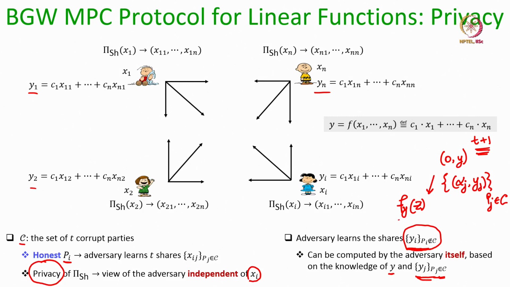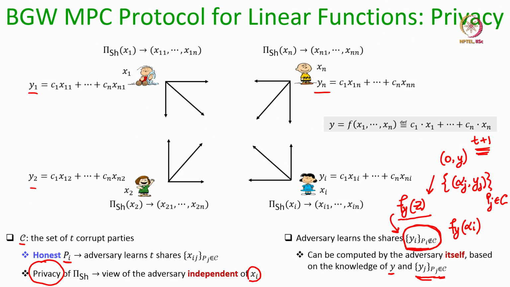Now, this f sub y polynomial automatically defines the y shares for the value y corresponding to the honest parties, because those shares are nothing but the value of this f sub y polynomial at alpha i corresponding to every honest party p i, and those are the precise shares which the adversary is going to receive from the honest parties during the output stage.